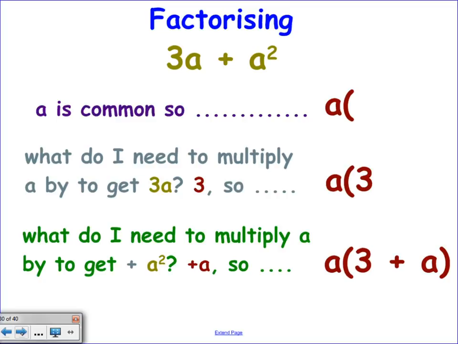You ask yourself, what do I multiply by a to get 3a's? 3. So 3 is your first term inside the bracket. You then ask yourself, what do I multiply by a to get a squared? A. So your second term is a. So outside the brackets you've got a, and inside the brackets you've got 3 plus a. Can you see how it works?